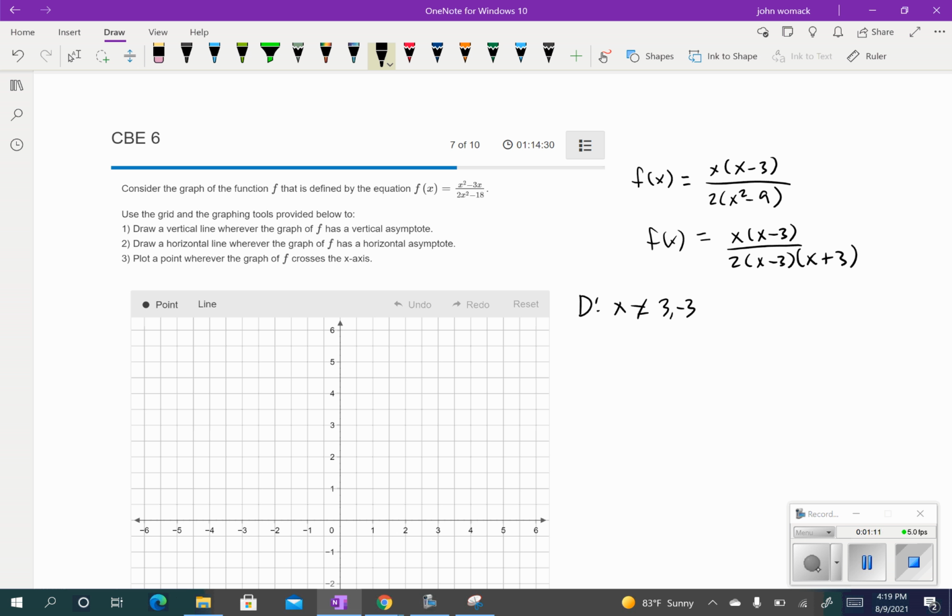The way we figure out which one is, we take f and we reduce it. So I'm going to take f of x and reduce it. Those x minus 3's cancel out. That leaves me with x over 2 times x plus 3. Sorry about that.